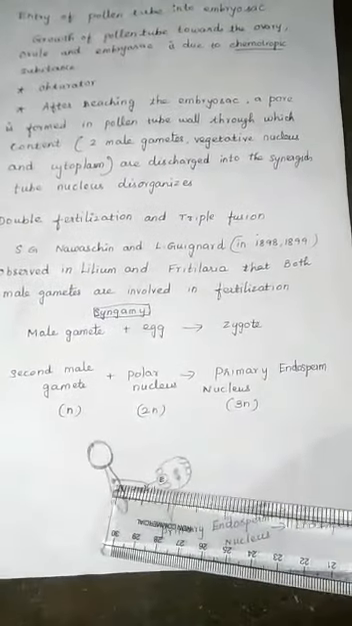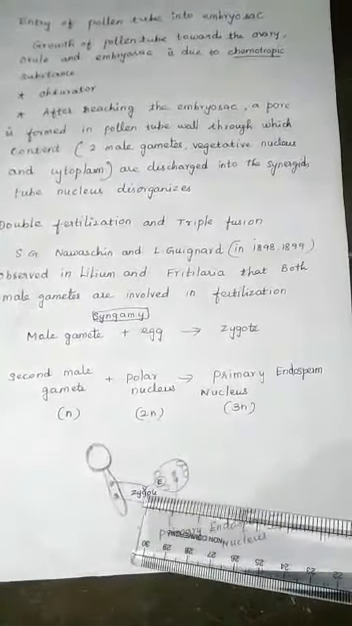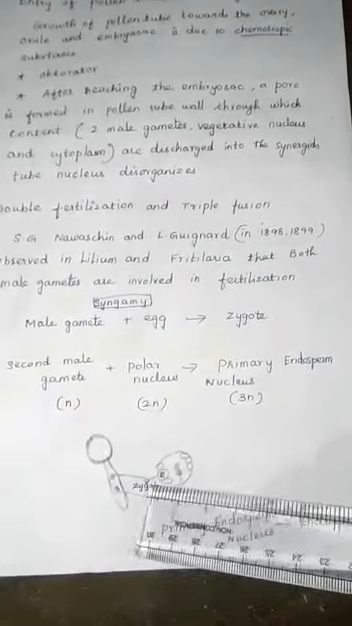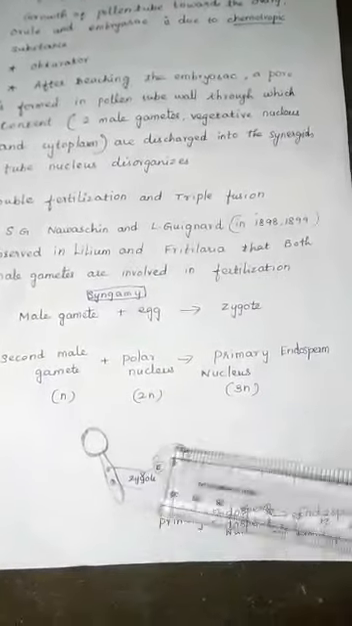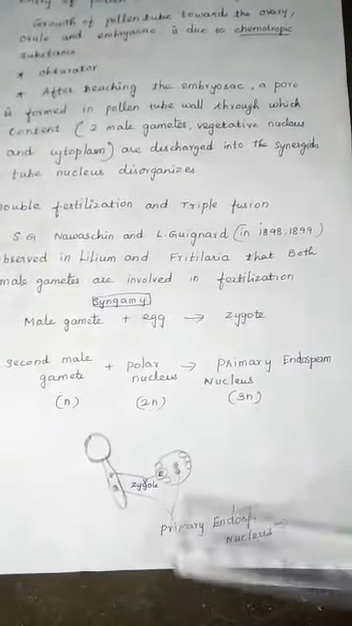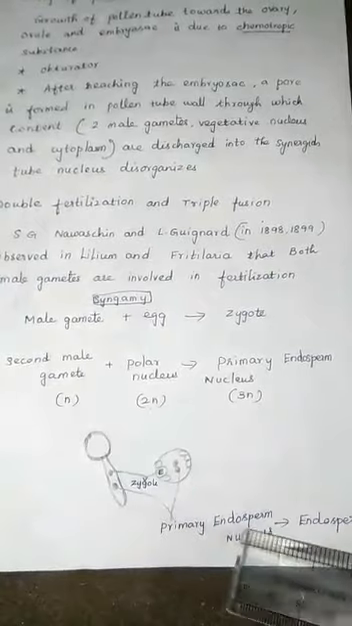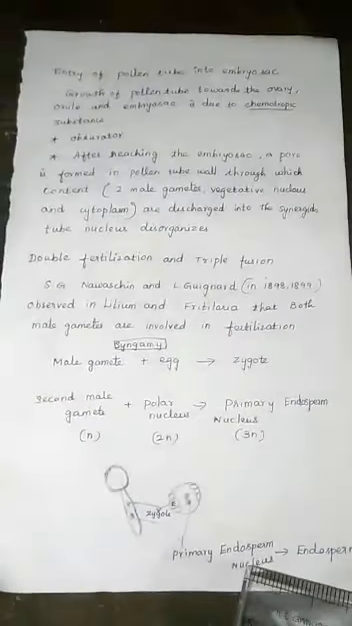One male gamete fused with the egg results in the zygote. That zygote will develop into the embryo. Then another male gamete fuses with the polar nucleus, resulting in the primary endosperm nucleus that develops into endosperm.